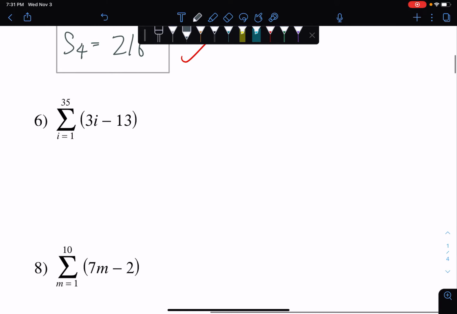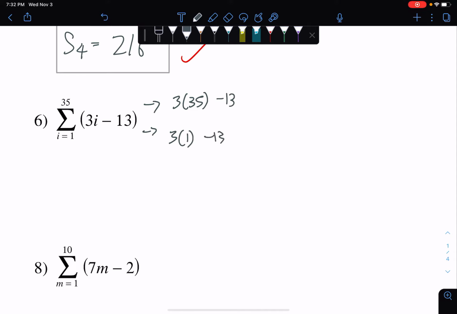Let's move on to number 6. So the same process, we use this so that we can derive a sub n and a sub 1. 3 times 35 minus 13, and for a sub 1, 3 times 1 minus 13. Now, 3 times 35 minus 13 is 92, while 3 minus 13 is negative 10. 92 is equal to a sub 35, which is a sub n, and our negative 10 is equal to a sub 1.